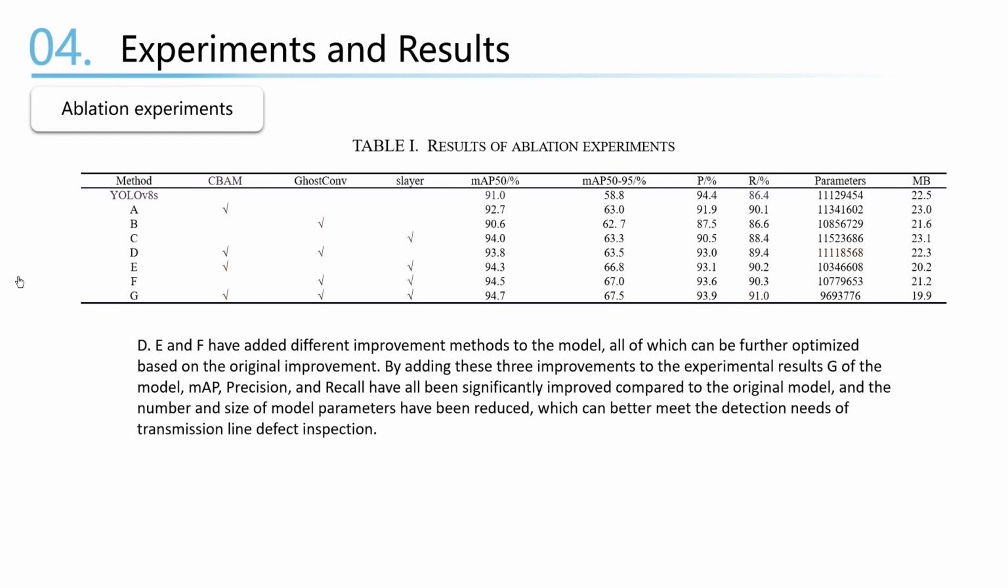Experiments and results. Ablation experiments. D, E, and F have added different improvement methods to the model, all of which can be further optimized based on the original improvement. By adding these 3 improvements, in the experimental results of model G the mAP, precision and recall have all been significantly improved compared to the original model, and the number and the size of model parameters have been reduced, which can better meet the detection needs of transmission line defect inspection.